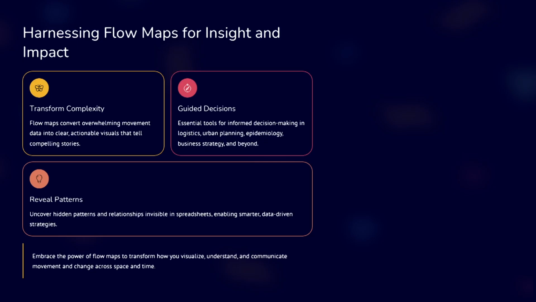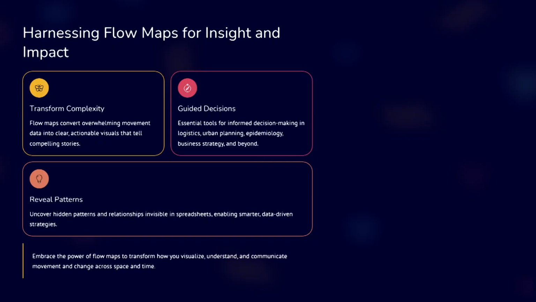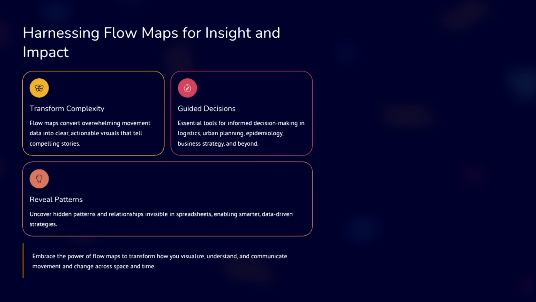Now, what insights can we get, and what impact do flow maps have? First is that they transform complexity. Flow maps convert overwhelming movement data into clear, actionable visuals that tell compelling stories. As we have discussed, the migration of people, the transporting of logistics from one city to another in large volumes, all this data we can't just go through in Excel and get insights from. Flow maps make it easy to understand how the traffic is flowing and how people are moving.